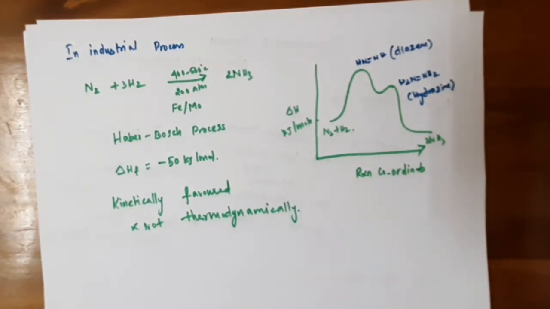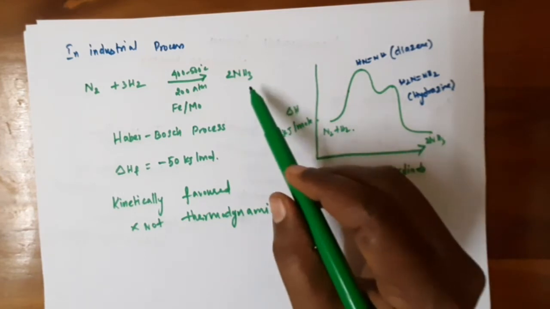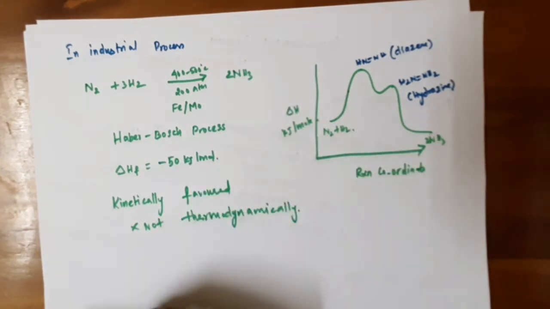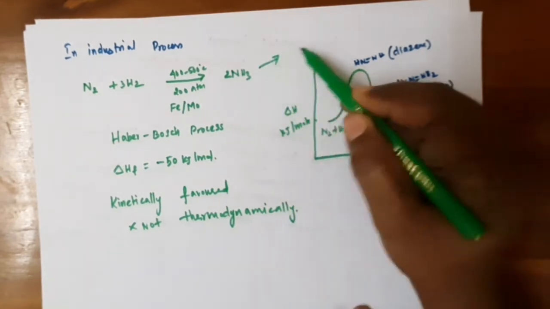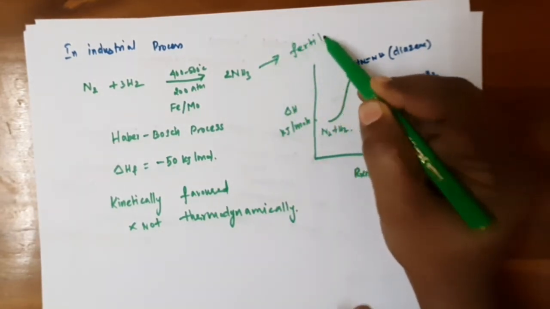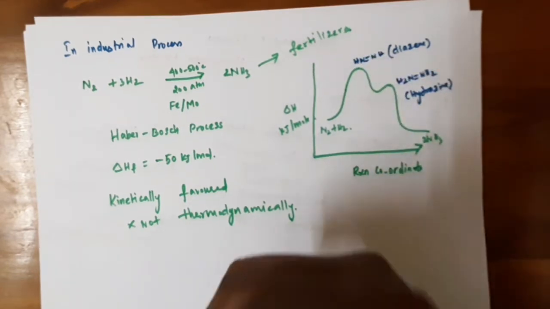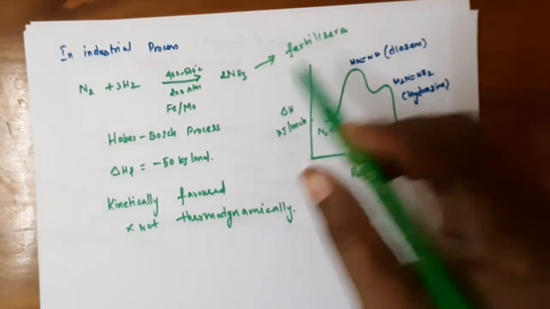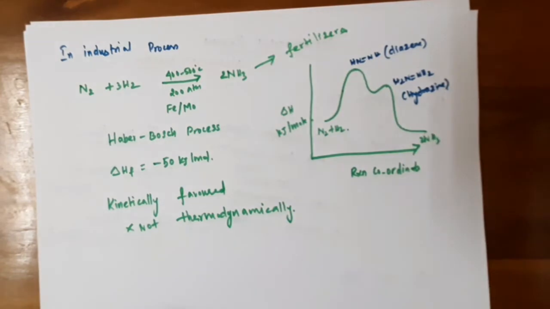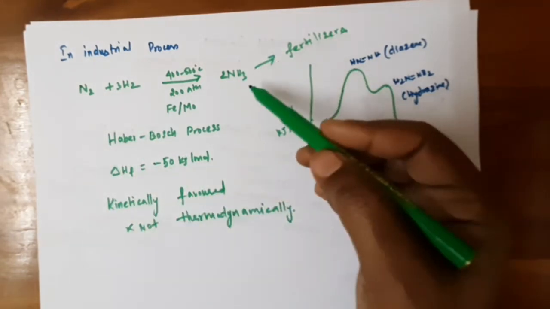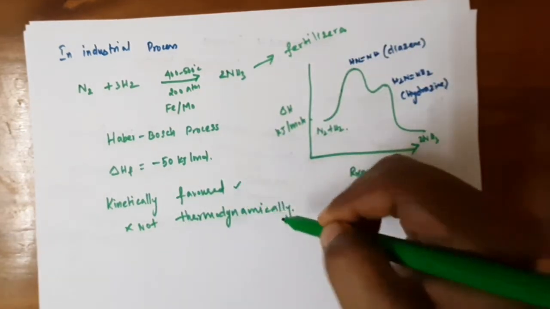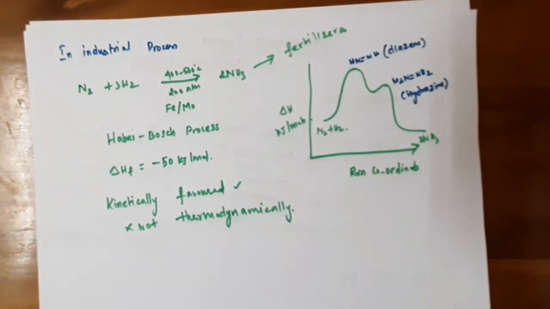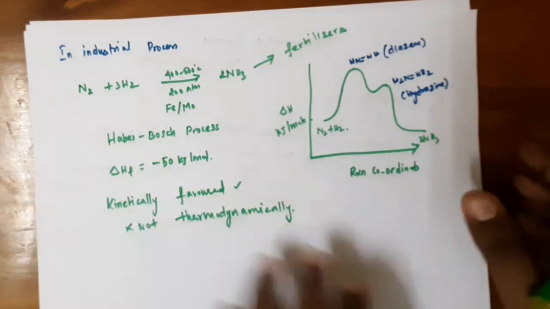So ammonia is synthesized by using the Haber-Bosch process. This ammonia is used to synthesize fertilizers, which help plant growth and decrease soil infertility. So this reaction is kinetically favored but not thermodynamically favored. This is about the industrial process of ammonia production.